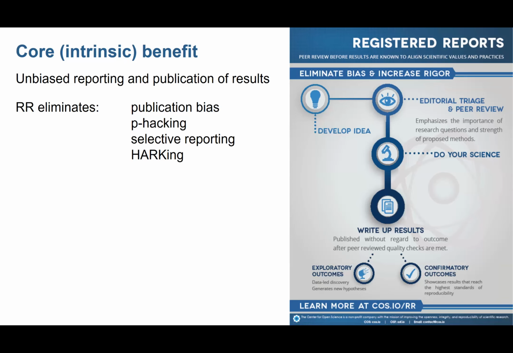It eliminates publication bias on the part of the journals and on the part of the authors, because it locks down all the methodological aspects and analytic decisions. It removes all that kind of undisclosed flexibility where the murky stuff can happen. So it prevents practices like p-hacking, selective reporting, or hypothesizing after the results are already known. And this all amounts to the central core benefit of the format of registered reports, which is an unbiased reporting and publication of results. That's the core thing that registered reports achieves and is designed to achieve.